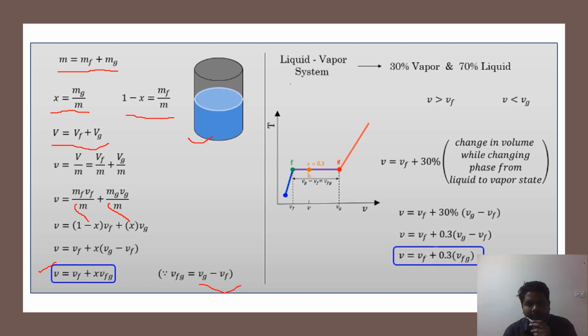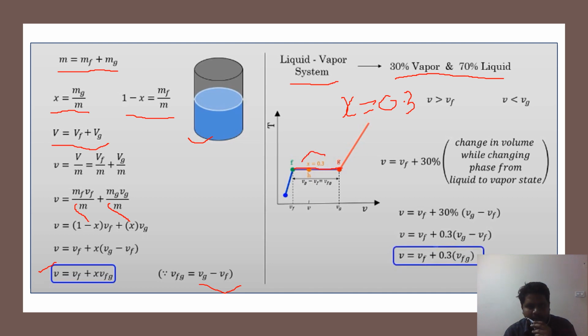Now let us consider a liquid-vapor system which contains 30% vapor and 70% liquid. If it is 30% vapor and 70% liquid, what would be the dryness fraction? Dryness fraction x equals mass of vapor divided by total mass. Here mass of vapor is 30%, total mass is 100%. So dryness fraction x would be 0.3.